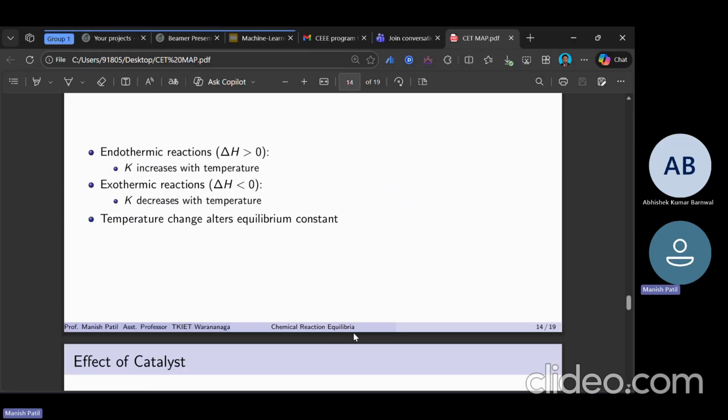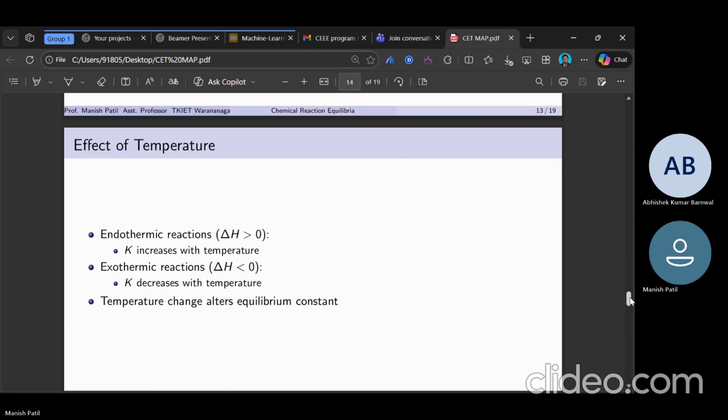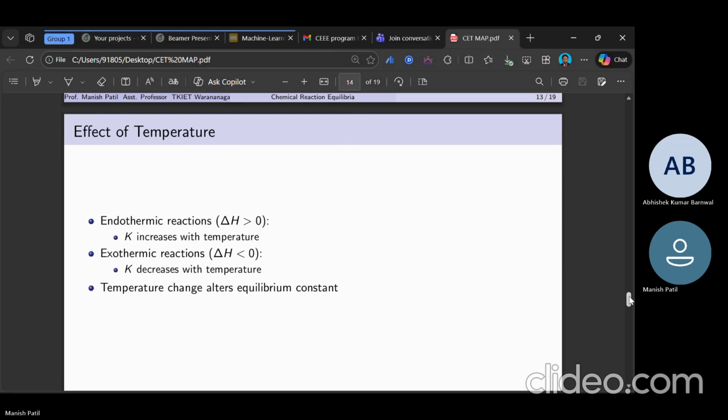So we are going to study the effect of temperature on the equilibrium. The change of equilibrium constant with temperature can be predicted by the van 't Hoff equation. It can be calculated as ln(K2/K1) = -ΔH/R × (1/T2 - 1/T1). K2 and K1 are the equilibrium constants at the temperatures T2 and T1.